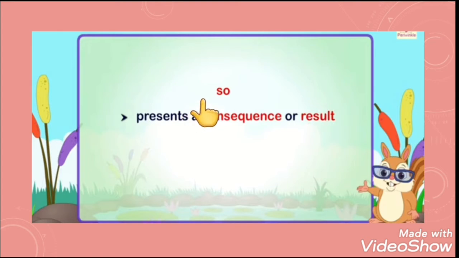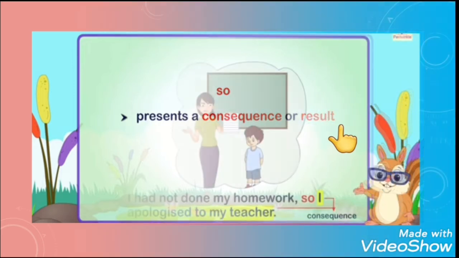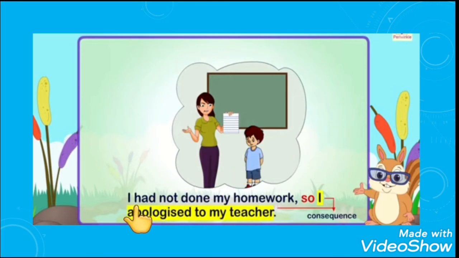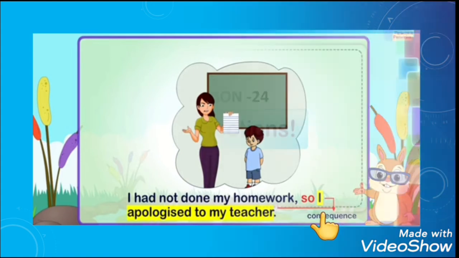The next conjunction is so. Presents a consequence or result. We use so for showing the consequences or the result. Let's see the example. I had not done my work, so I apologized to my teacher. Here the consequence is that I apologized to my teacher. So here we use so as a consequence.